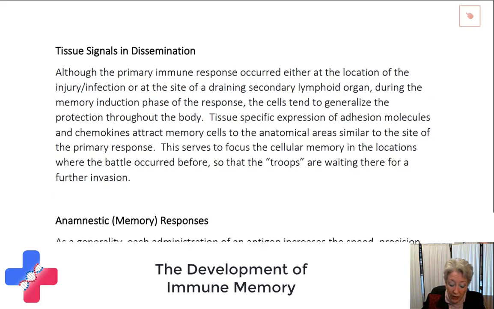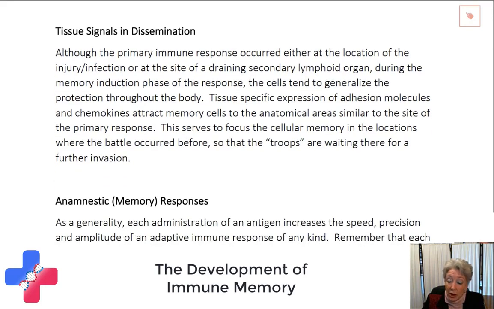Now, realize that the signals that are left behind after an immune response will tell the body to strategically plan for a new entry of that pathogen. And so there are tissue signals that cause the dissemination of memory cells toward those barriers that would be most efficient for preventing the disease in the future.